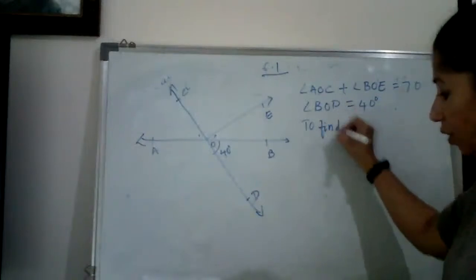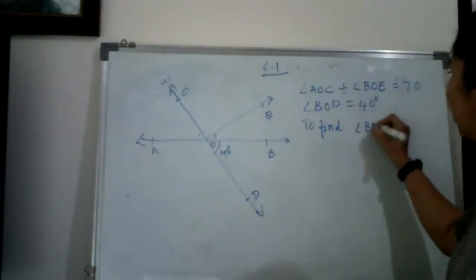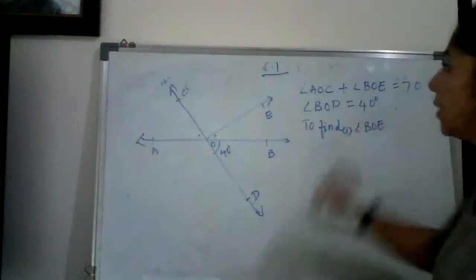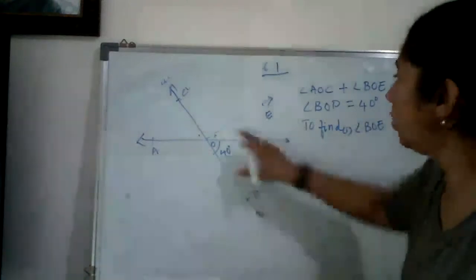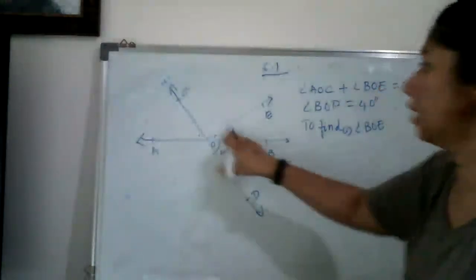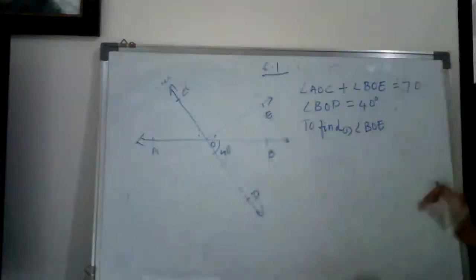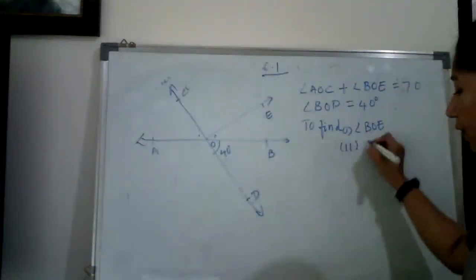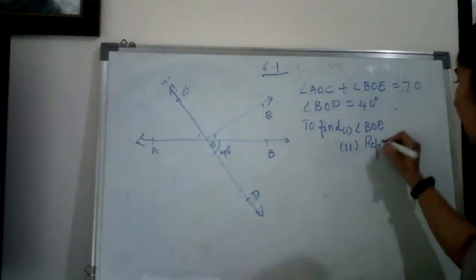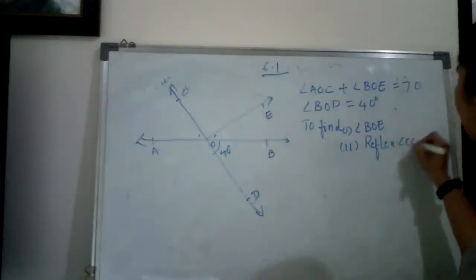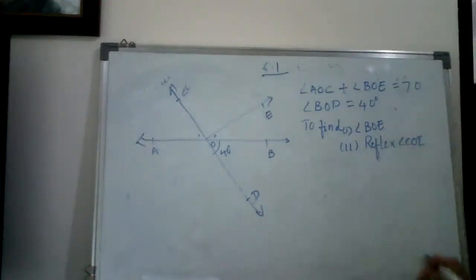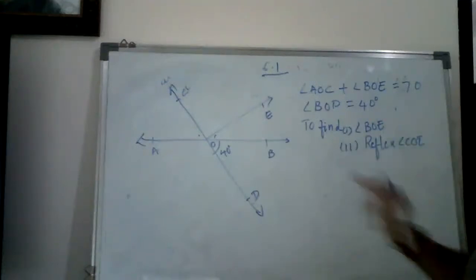Please pay attention. To find angle BOE, we have to find out one part, that is the measure of angle BOE. Could you see only BOE? We are given this total, right? So we have to find out this. And what is the second part we have to find out here? It is reflex angle COE. Okay. So we'll see this. First, let's go for BOE. That is BOE. We need to find out this one.